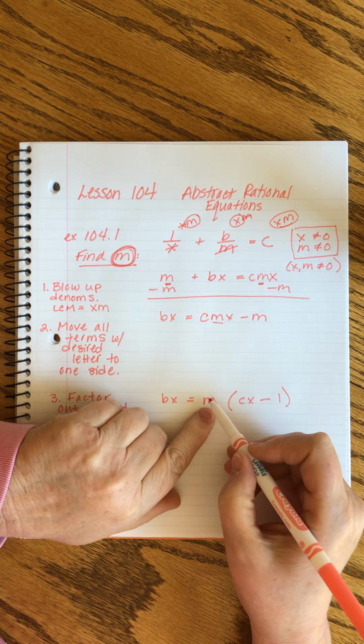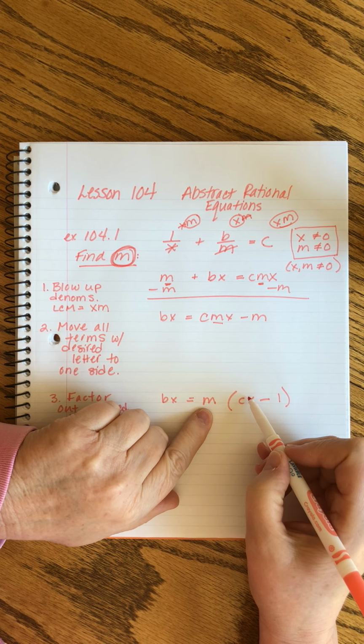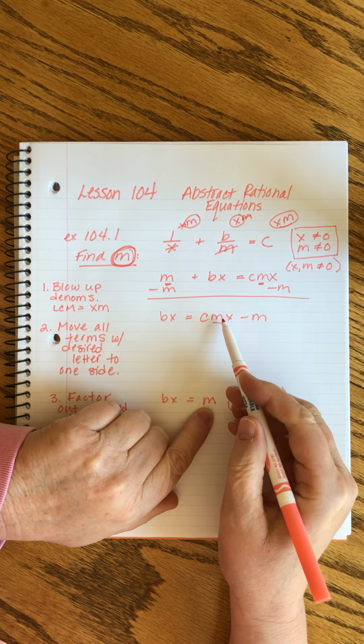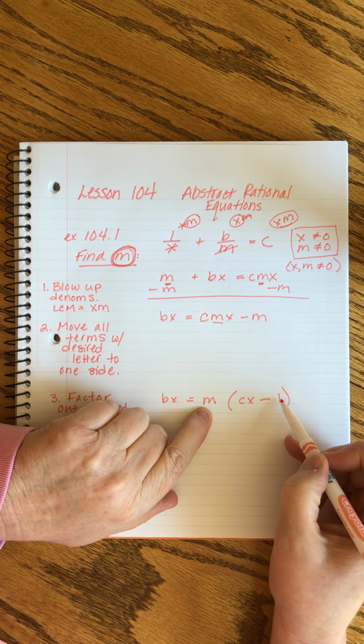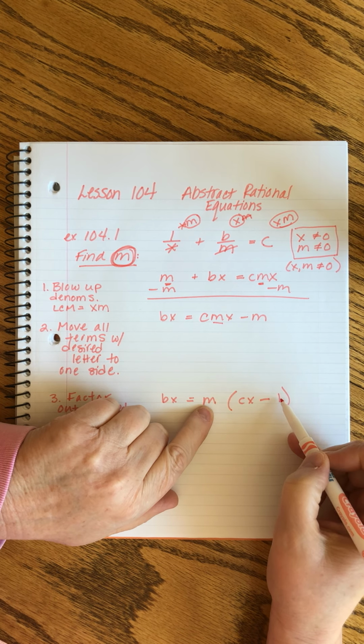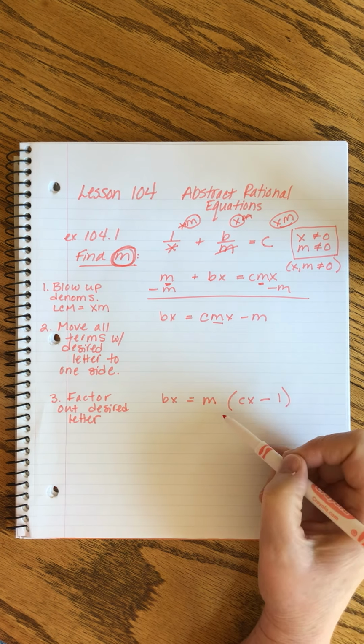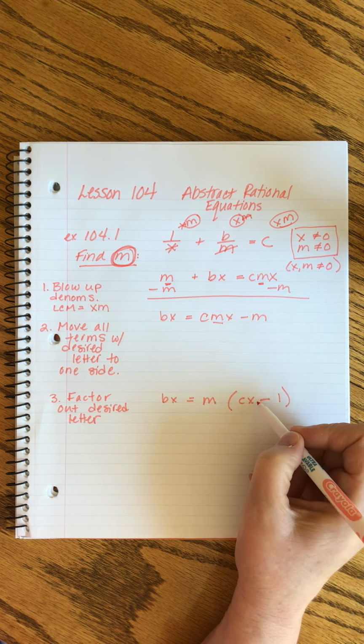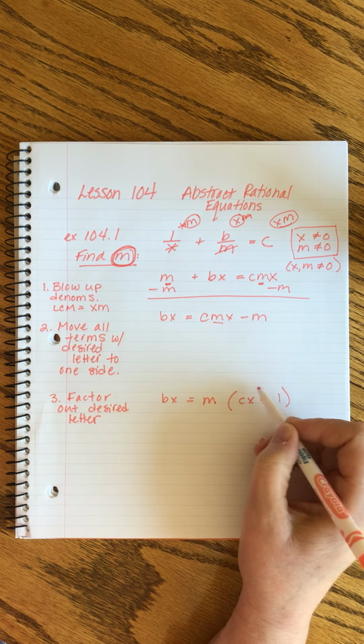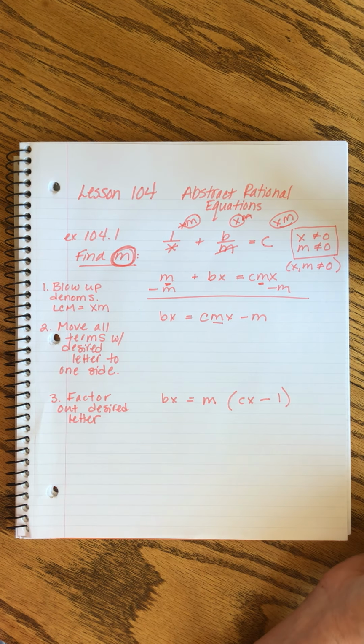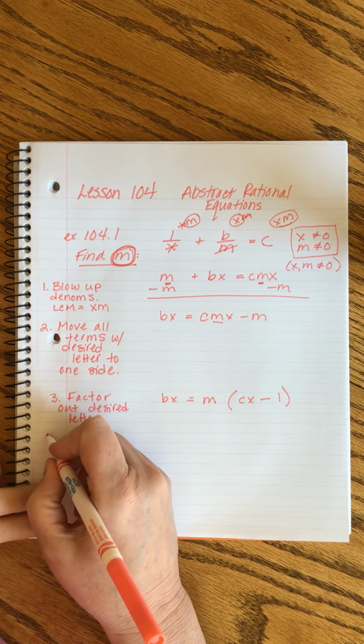And the way you can check that is redistribute. If we multiply this, we'd get cmx here, check, and then we'd get 1 times m, we'd get m. There it is right there. So if you want to check to see if you factored correctly, try redistributing and make sure it works. Okay, now we're almost done.